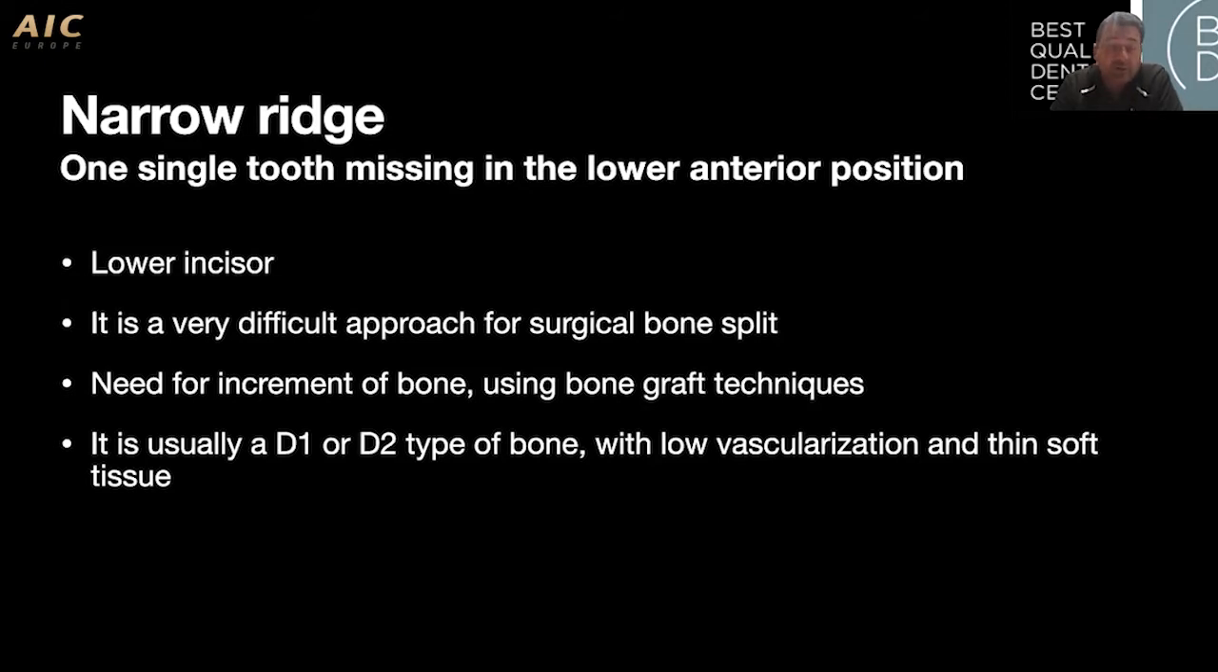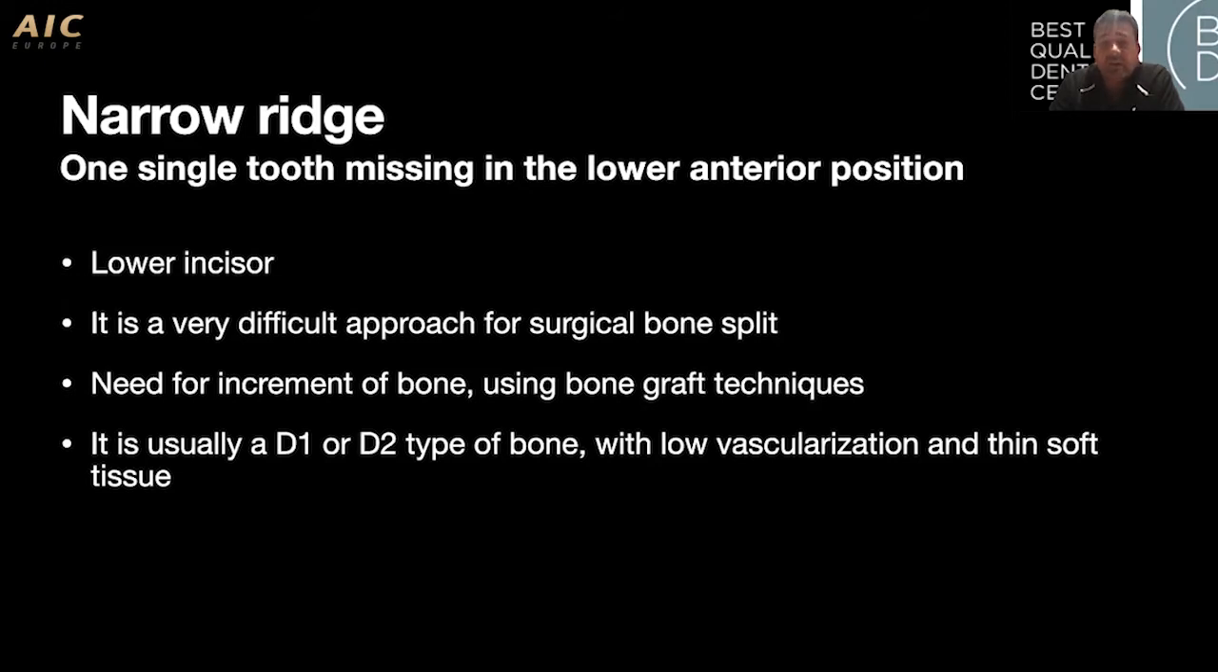So in this first example, for instance, we have a narrow ridge, but I consider it a very difficult narrow ridge because it's only missing one single tooth, and this single tooth is in the lower anterior position. So it's a very difficult approach for surgical bone split because we did not have enough space for using this kind of approach, like the asset kit, for instance.